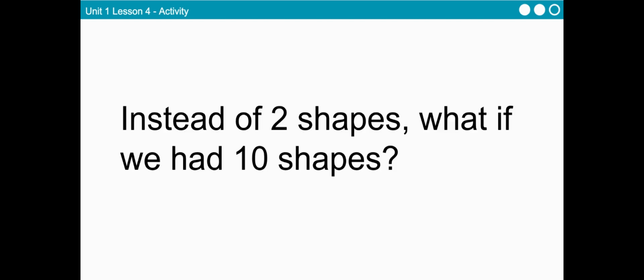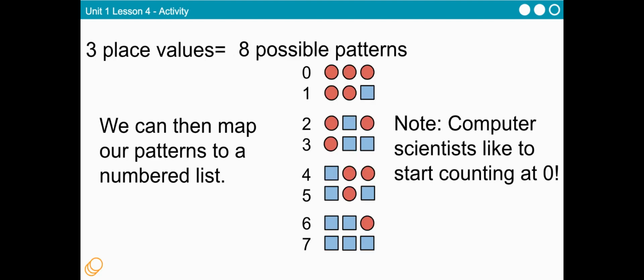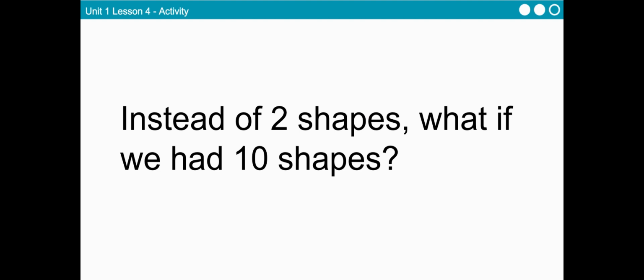So instead of 2 shapes, what if we had 10 shapes? Let's just take a moment here. We have 2 shapes here, circles and squares. But what if we had 10 shapes? Does that sound familiar to any of you? Do any of you know a number system that has 10 shapes?